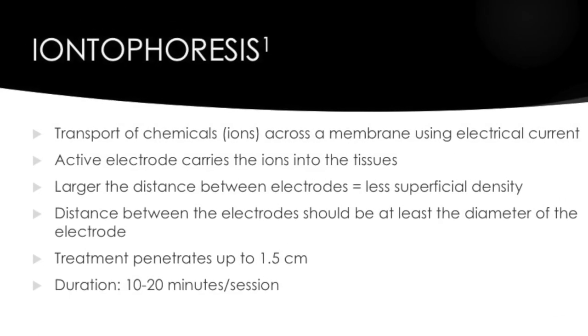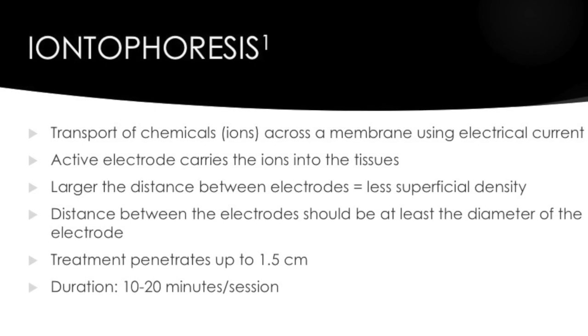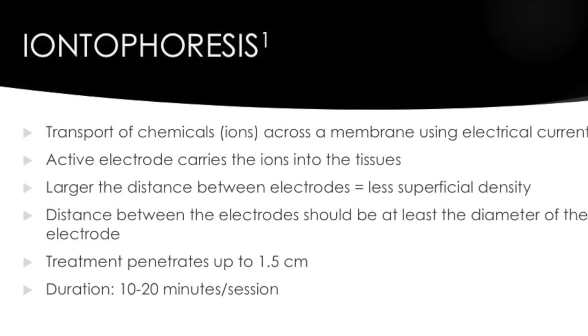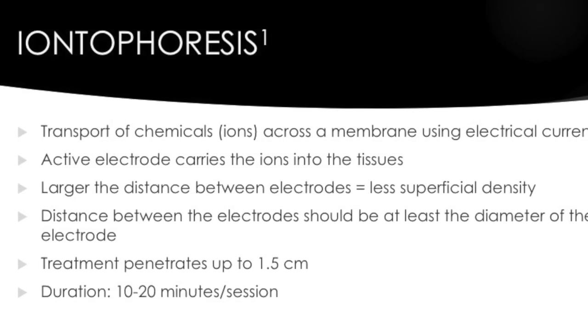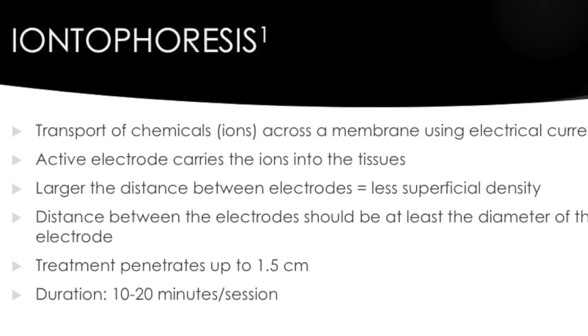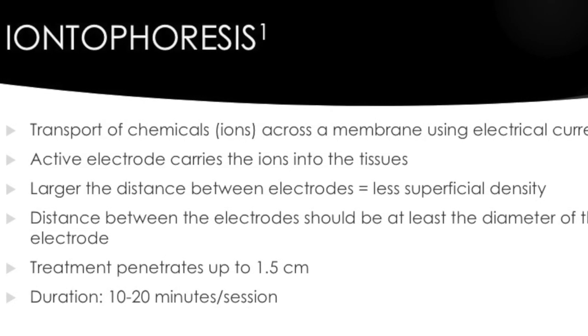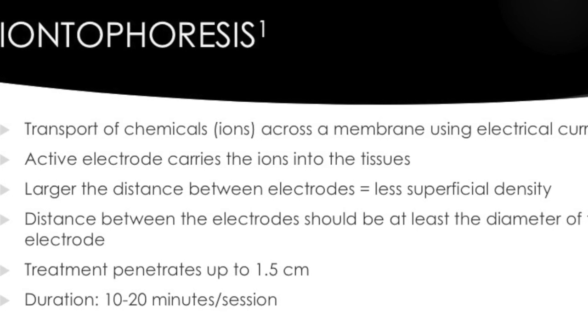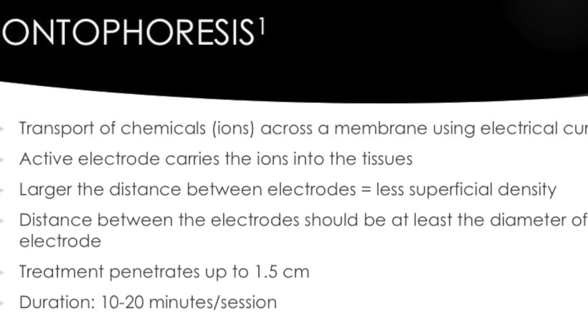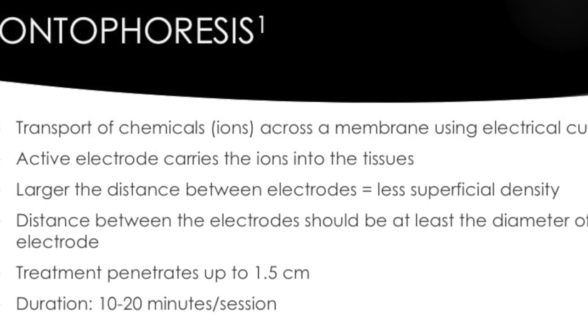Distance between the electrodes should be at least the diameter of the electrode. One way to increase ion transfer is by increasing the intensity and duration. Treatment penetrates up to 1.5 centimeters over a 12 to 24 hour period treatment. Treatment duration is typically 10 to 20 minutes in length.